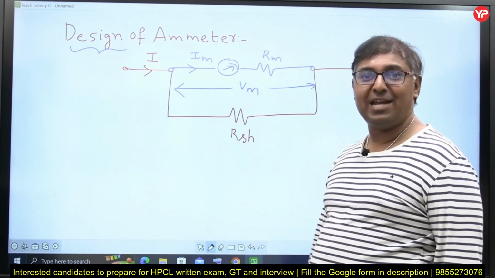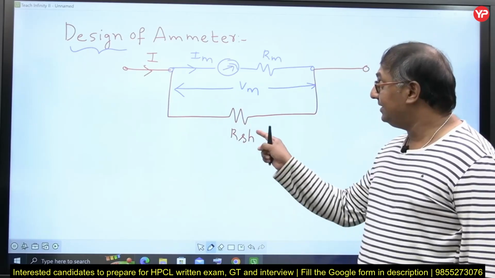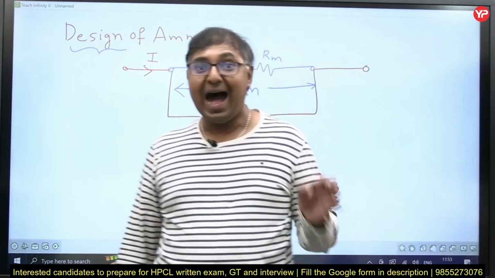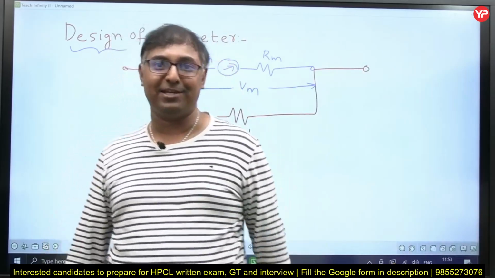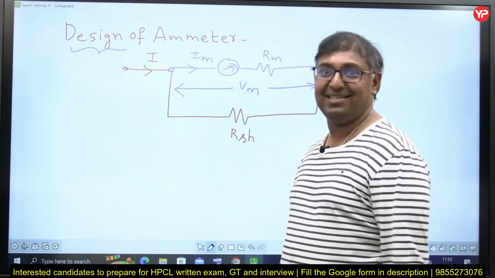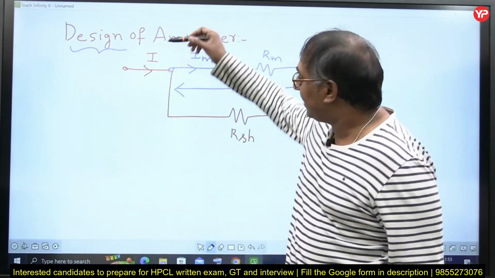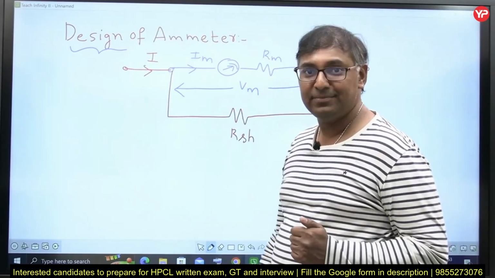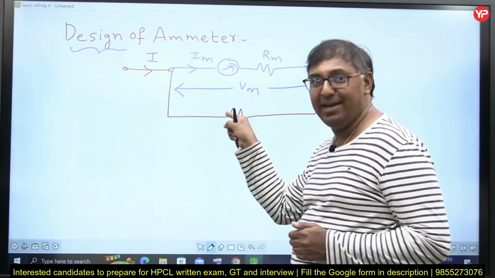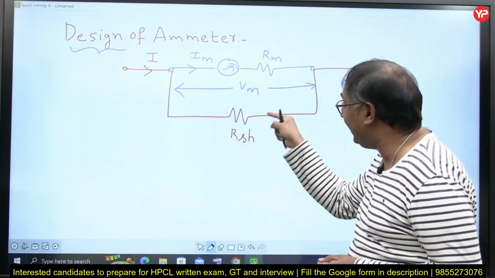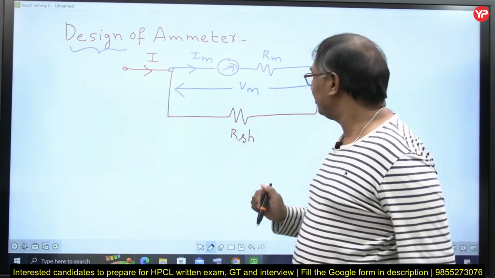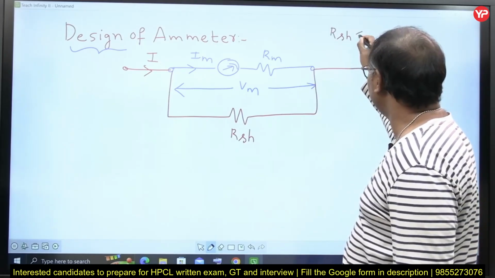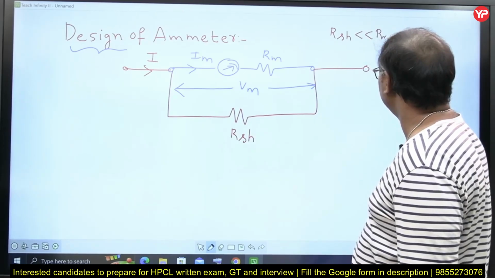One beautiful objective question asked in HPCL. Is this RSH value less than RM or more than RM, sir? It is less than RM. Reason? Compared to the IM current, this I current is more. When more current is coming here, obviously this resistance should be lesser than this resistance. So the very first objective conclusion is that RSH is less than RM.